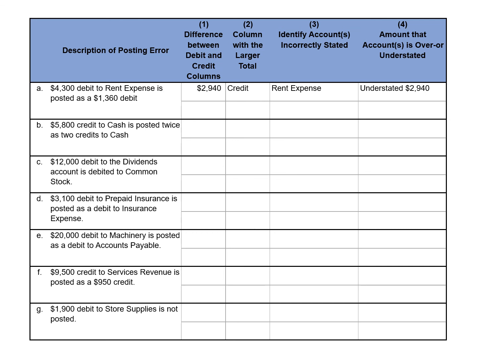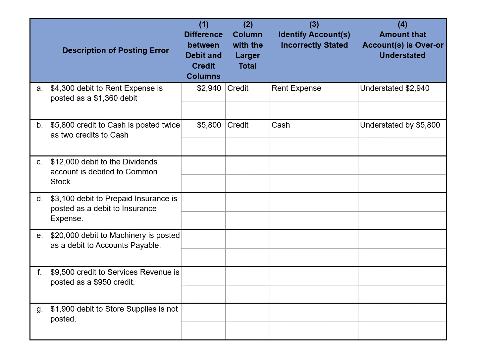So in part B, we had a $5,800 credit to cash that got posted twice. So we erroneously reduced our cash balance. So we're missing a $5,800 debit in our debit total on our trial balance, which means our credit column is higher. Our cash is misstated. And because credits reduce cash and we posted an extra credit to cash, that means our cash is understated by $5,800.